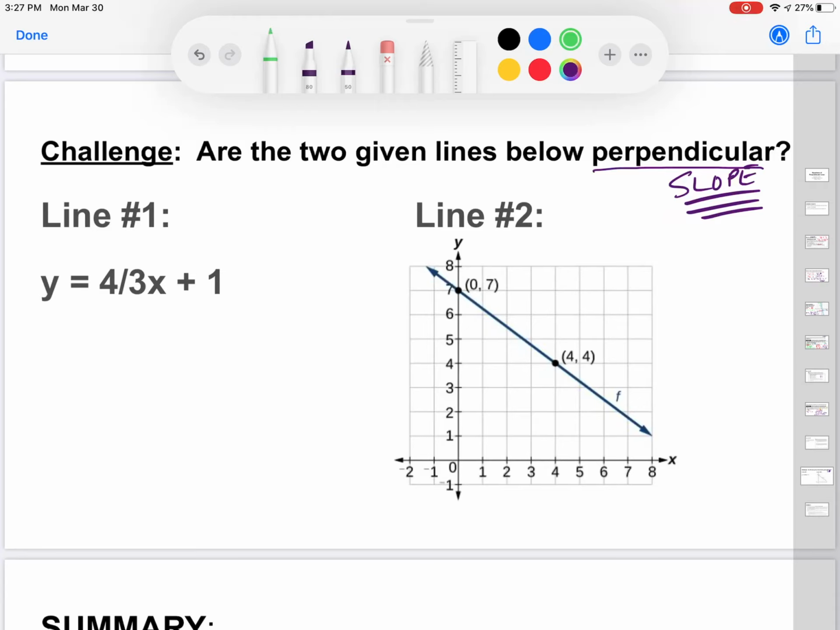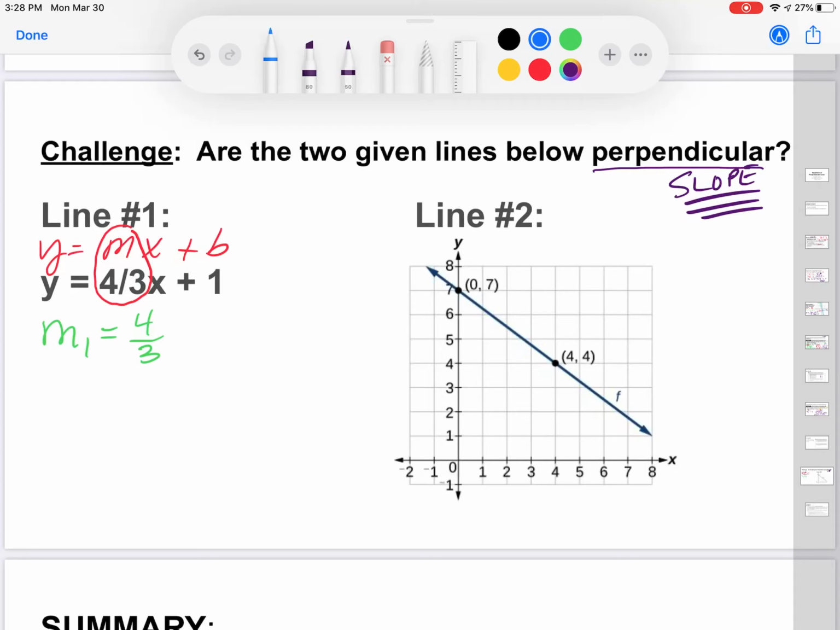Line number 1, do you see the slope for line number 1? What is the slope for line number 1? Remember, it's the number that multiplies x, okay? So for line number 1, if I write y equals mx plus b over the equation, then right here, the number in front of x, that is our slope. So the given slope here is 4/3, okay?